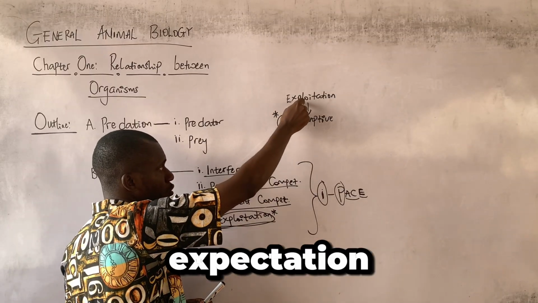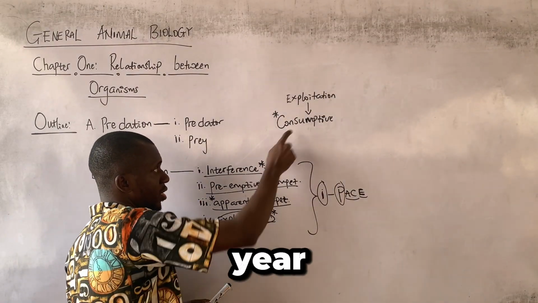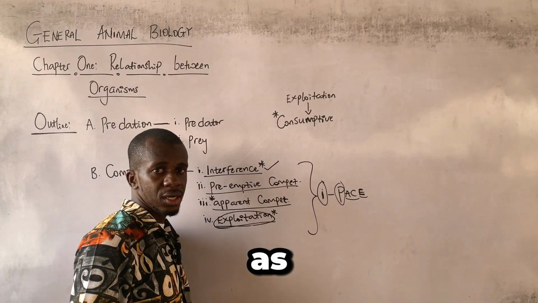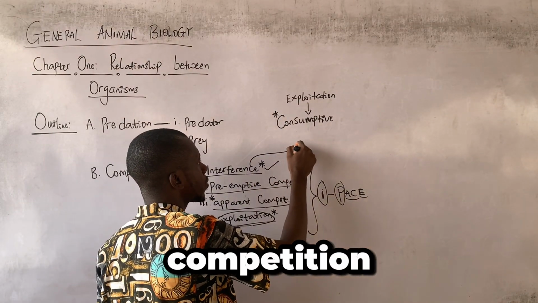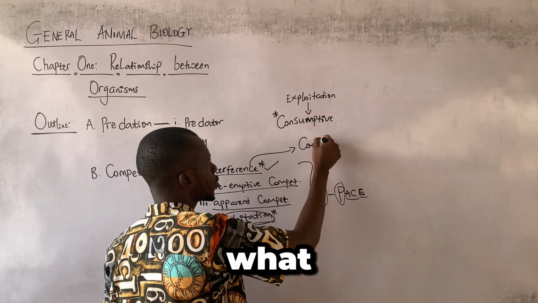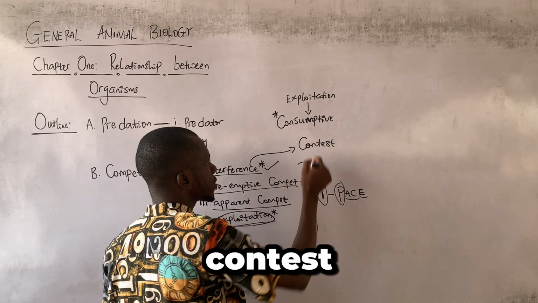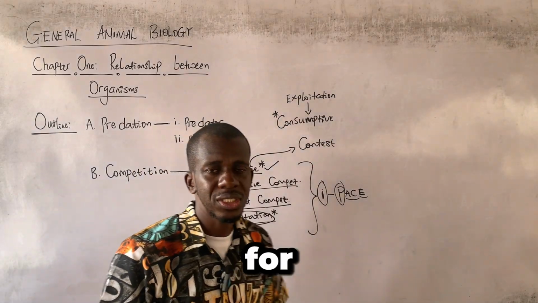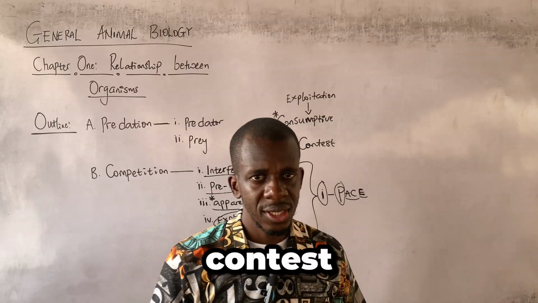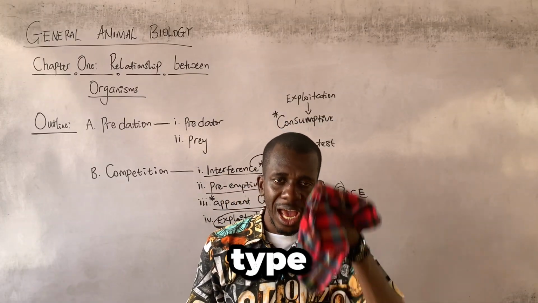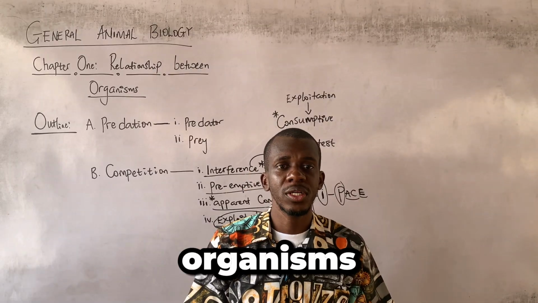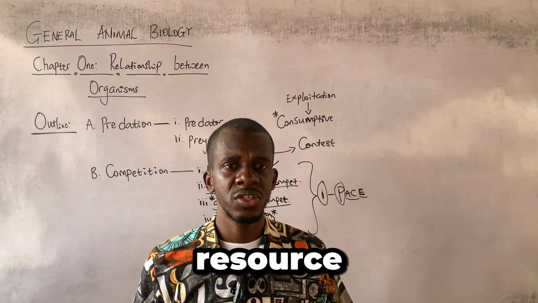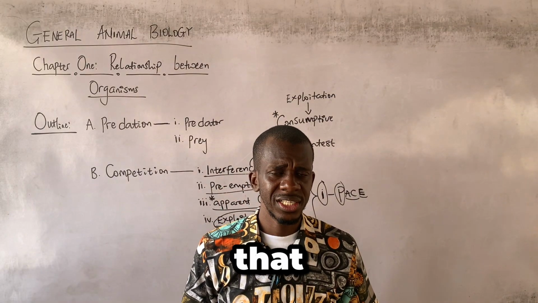So exploitation competition, which is the last one, is what we explained as consumptive. Interference competition, on the other hand, is what we call contest competition. The other name for interference is contest competition. So this type involves the use of force, where organisms contend for a resource. You see that now? Good.